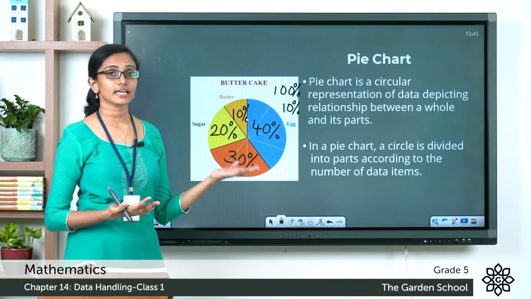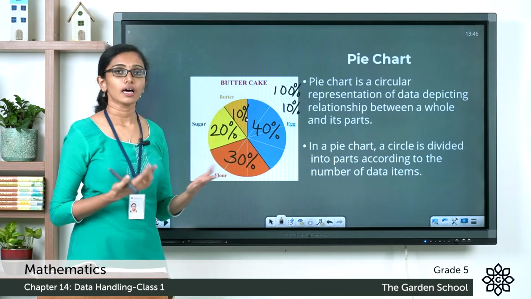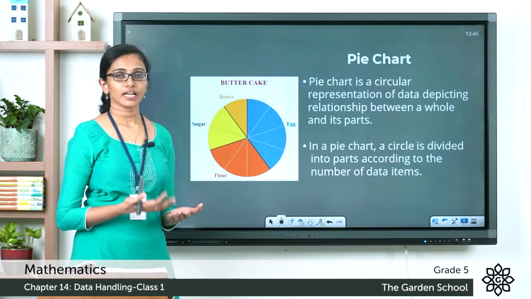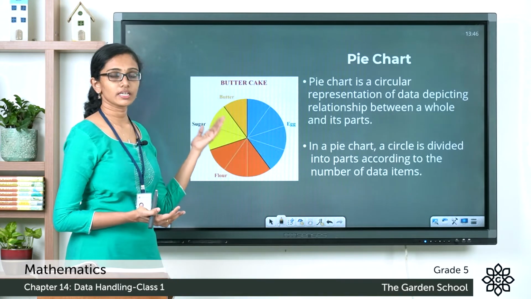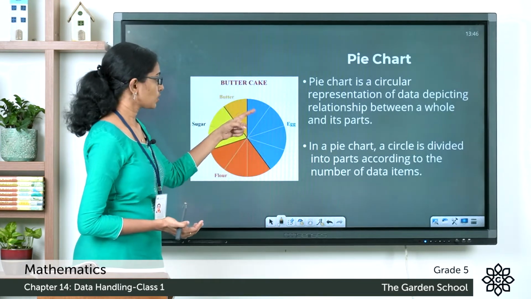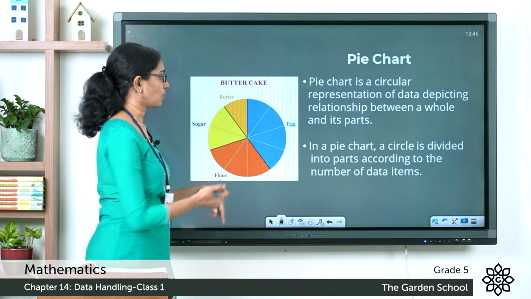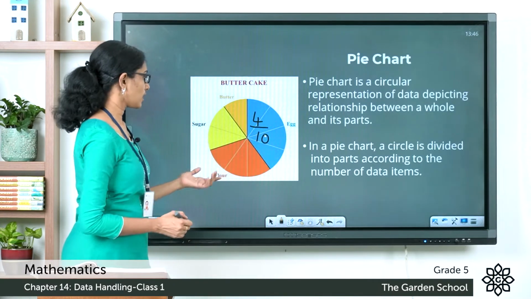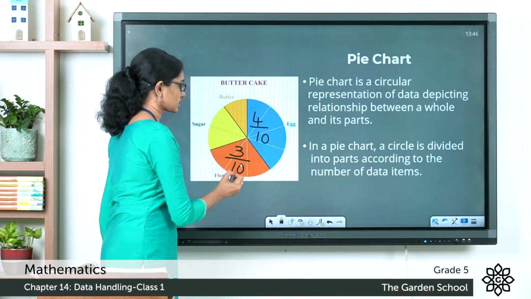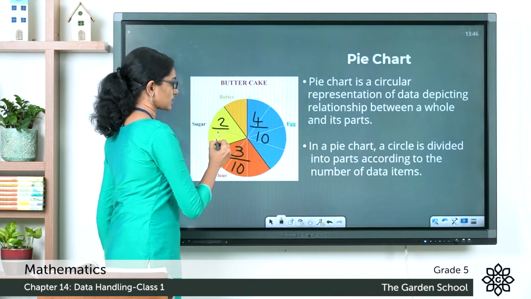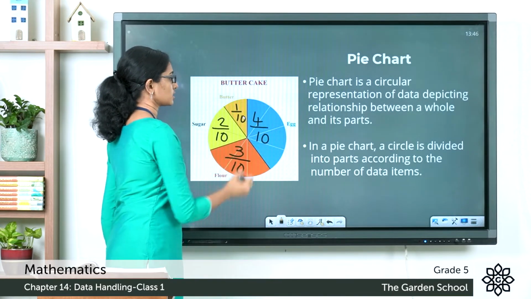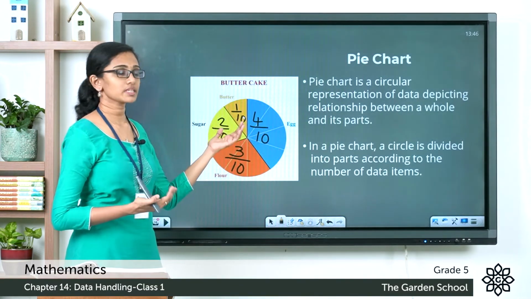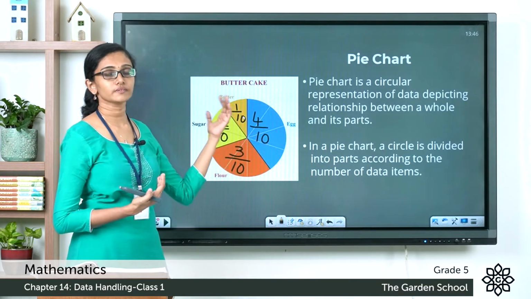Now we can also represent the data items in a pie chart as a fraction of the whole. Let's see how. So like we said earlier, this one whole is divided into 10 equal parts. So how many parts will be egg? 1, 2, 3, 4. 4 out of 10 parts are eggs. Now what about flour? 3 out of 10 or 3 tenths. Now sugar will be 2 tenths. Now butter will be 1 tenth. So now here in this case we have represented the data items as a fraction of the whole.